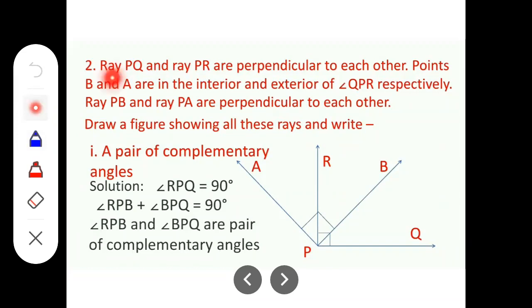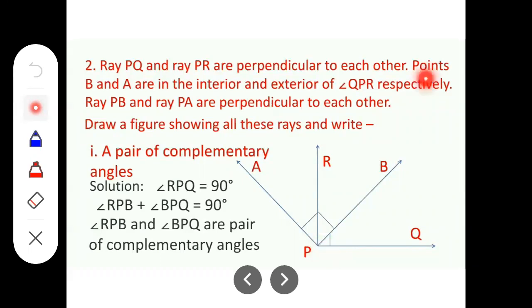First, what is given here in the diagram: ray PQ and ray PR are perpendicular to each other. See, ray PQ, this one, and ray PR. Okay, these two rays are perpendicular to each other. So those are denoted by a 90 degree angle. See the symbol here. Okay, those are perpendicular to each other.